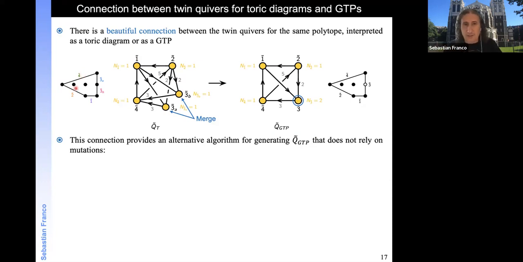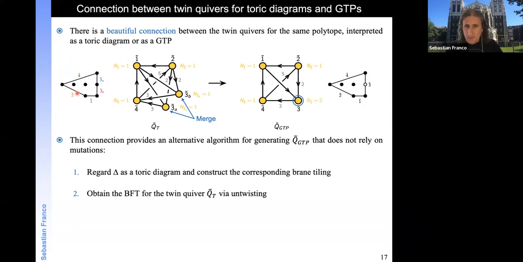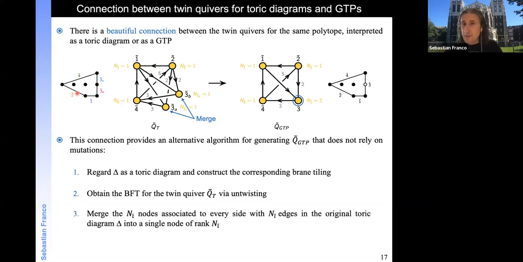So here it tells you that the way to do it is you think about the polytope that you want to talk about as a toric diagram. You construct the corresponding brane tiling. We have many tools to do that. You untwist. This is very well defined. And then you merge the nodes that you want to merge into higher rank nodes.